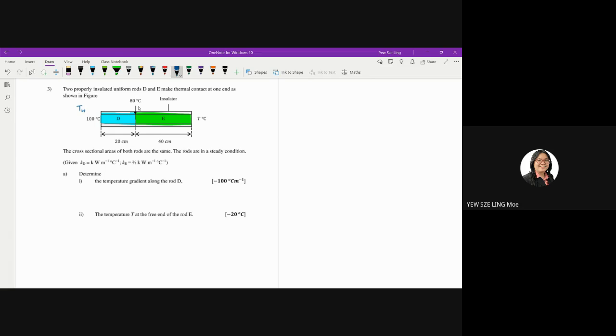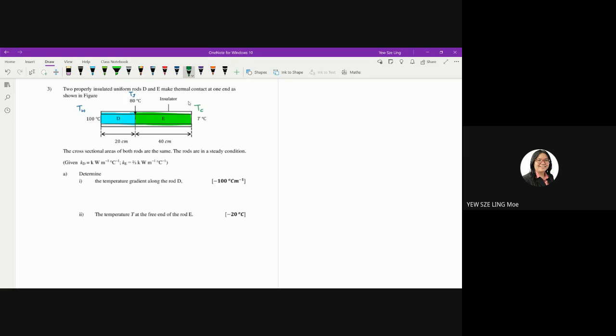And then for the join, I'm going to label as TJ, T join. And then the cold end, I'm going to label it as a TC. So this is what I like to do. Sometimes students like to label it as T1, T2, T3. It's up to you, but label it.